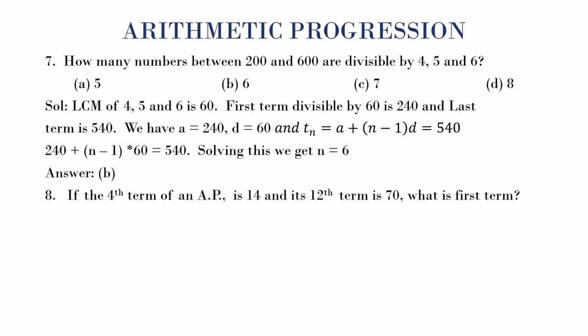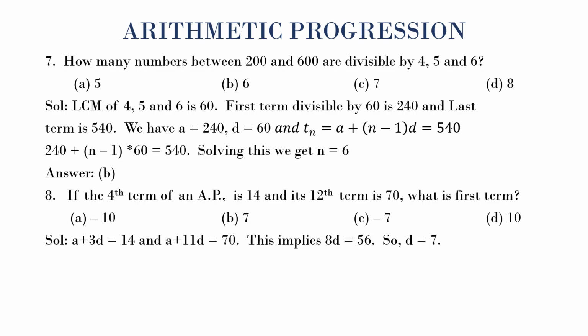If the fourth term of AP is 14 and 12th term is 70, what is the first term? So fourth term may be written as a plus 3d. So a plus 3d is 14, and the 12th term is a plus 11d, which is equal to 70. On simplification we get 8d equal to 56 or d equal to 7. On substitution we get a equal to minus 7. So the answer is C.